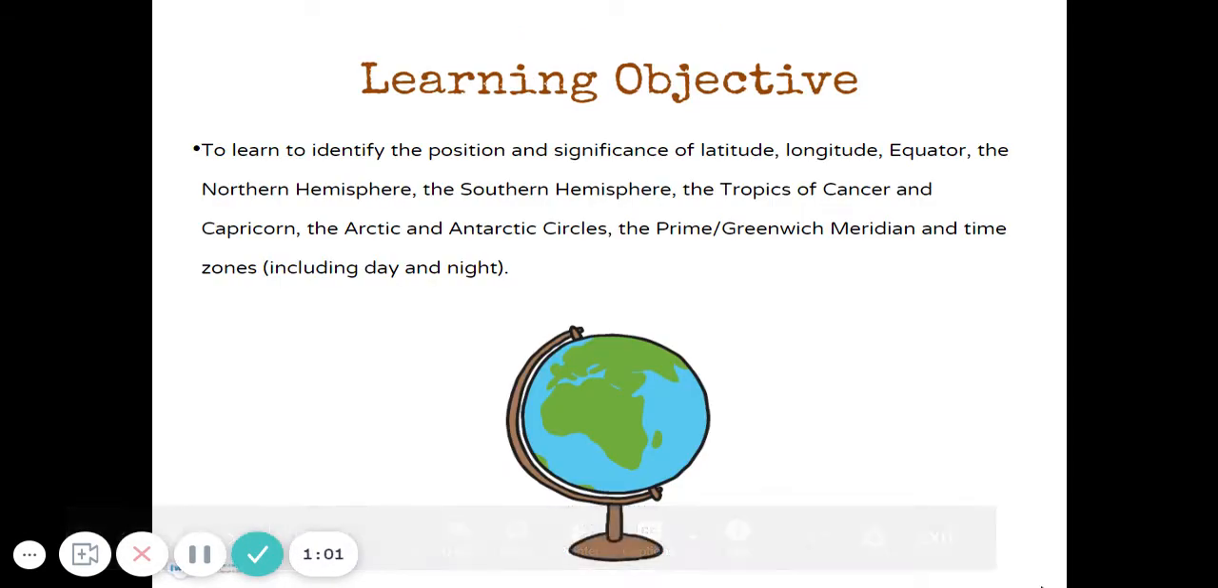Okay, your learning objective for today then is to learn to identify the position and significance of latitude, longitude, equator, the northern hemisphere, the southern hemisphere, the tropics of Cancer and Capricorn, the Arctic and Antarctic circles, the prime or Greenwich meridian, and time zones, including day and night. Don't worry, I know that does sound like an awful lot, but we covered most of that last lesson.